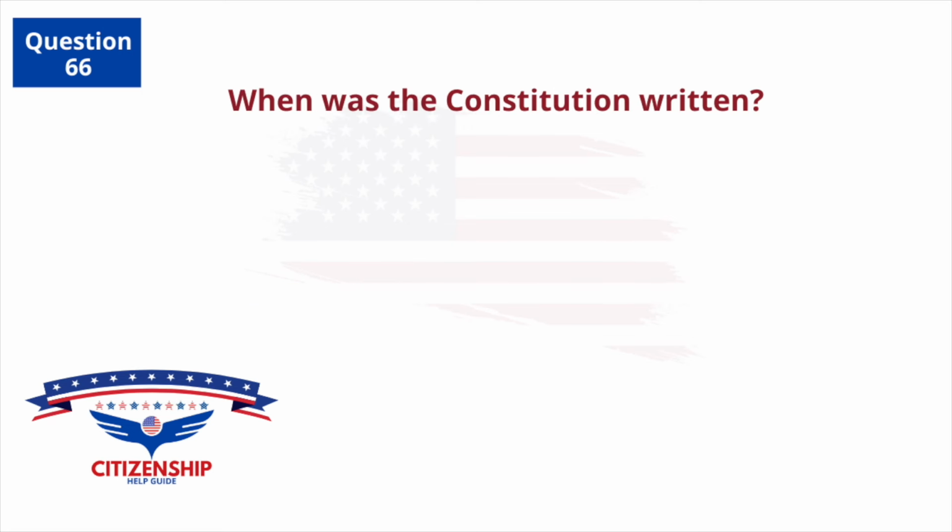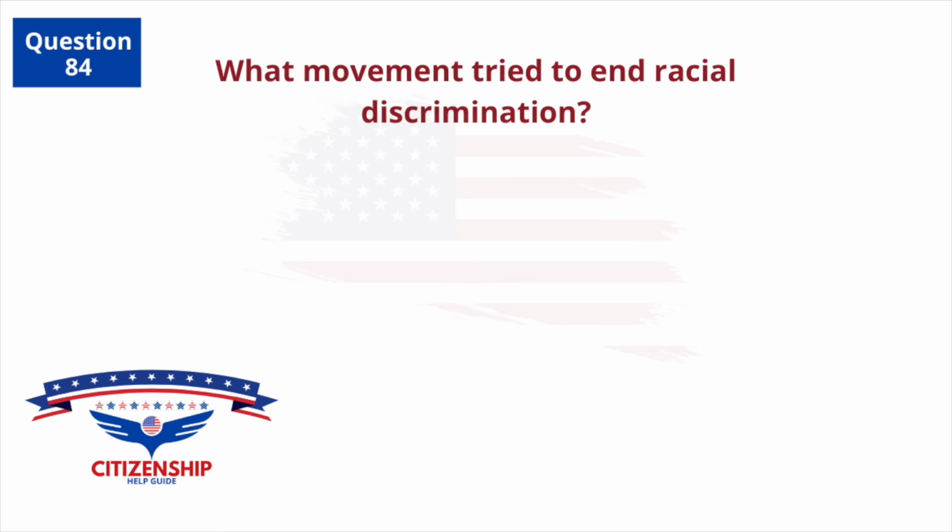When was the Constitution written? 1787. What movement tried to end racial discrimination? Civil rights movement.